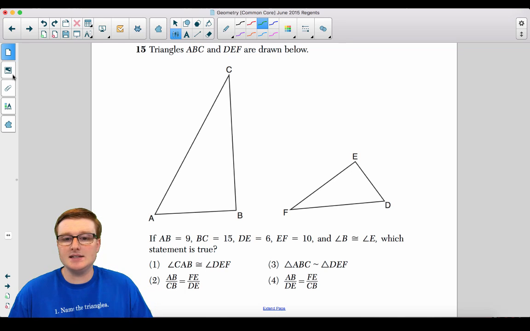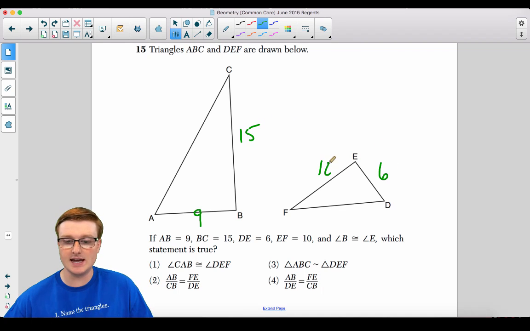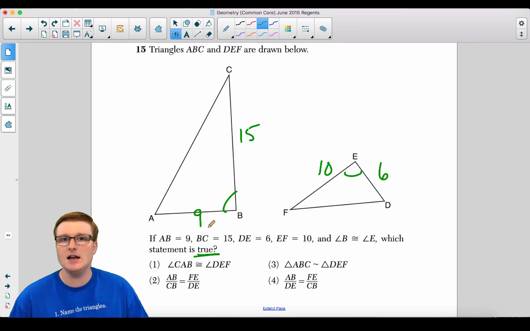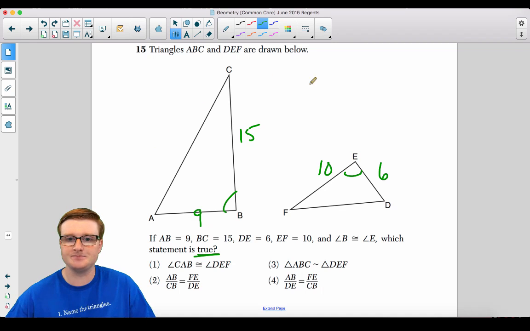Triangles ABC and DEF are drawn below. If AB is 9, BC is 15, DE is 6, EF is 10, and the measure of angle B is congruent to the measure of angle E, which statement is true? Okay, so the first thing that I want to look at is, are these two triangles similar? Well, they certainly do look similar just by looking at it, because remember, similarity means same shape, different size. But we don't know for sure. We have to verify it.